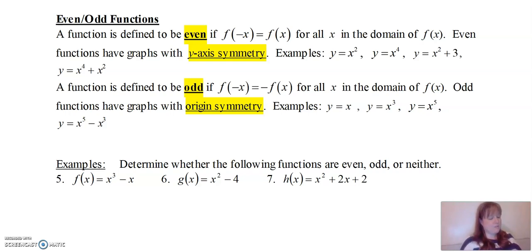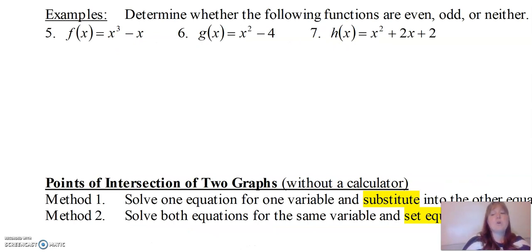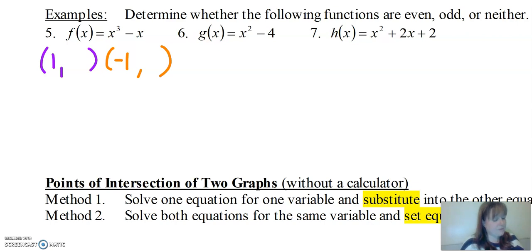So we got to figure out if these are even, odd, or neither. So basically, we just do that same proof. We don't need to do the proof with the y. You know, we don't have to look for x-axis symmetry on these ones. We're just looking to figure out if they're even or odd. So we just check. We put in 1 and -1, and we see what comes out.